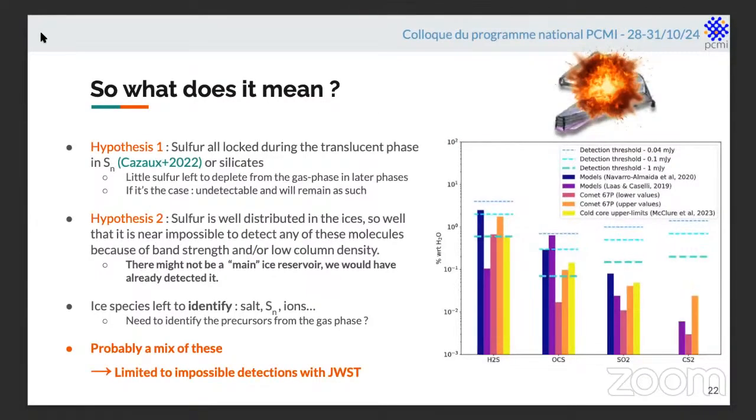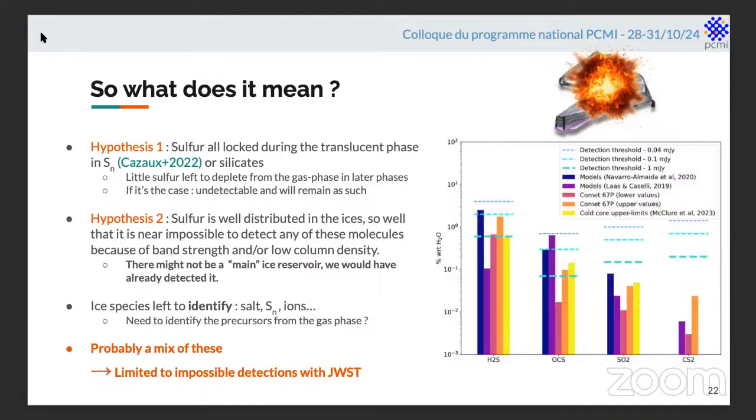So what does it mean? Well, you understand that maybe the detection of sulfur species in ice is going to be compromised for a while, unless, of course, all of the models are wrong, which I would happily be proven wrong. The first hypothesis that we had is that sulfur was locked in allotropes. And as I showed you, the vibrational bands are way too low to give us an insight of how much is there in the allotropes. The second hypothesis is that maybe sulfur is so well distributed in the ices, and the band strengths are so low for each of the species, that it makes it hard to detect. And there might not be a main ice reservoir of sulfur, because otherwise we would have already detected it.